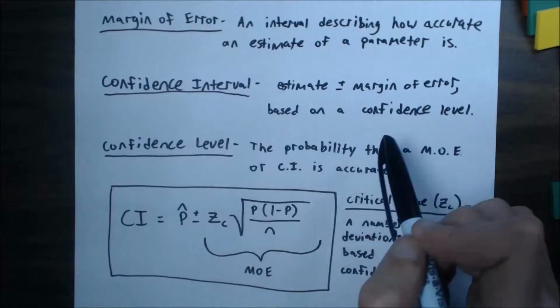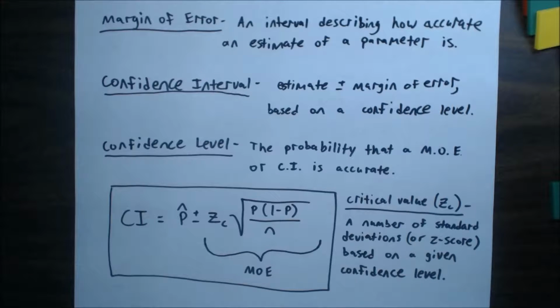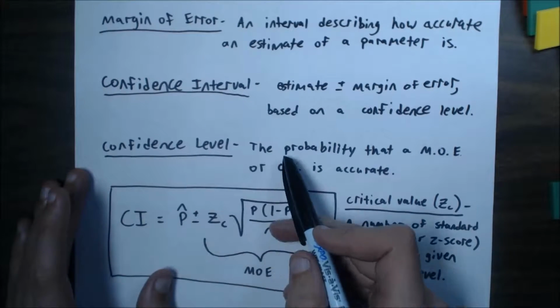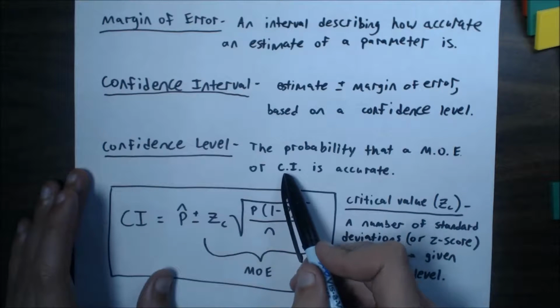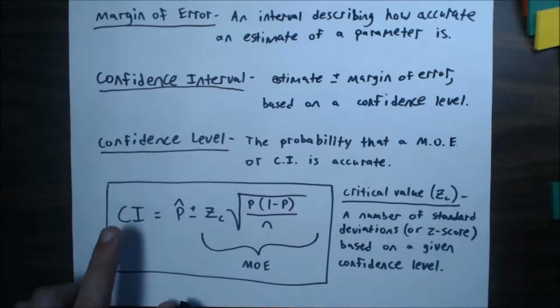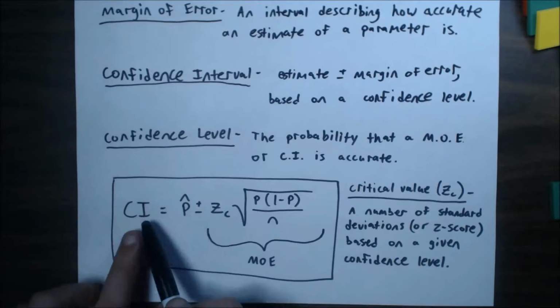But it's based on a confidence level. So a certain percentage of likelihood that you want to have. So, we'll see an example in a minute. The confidence level is the probability that a margin of error or a confidence interval is accurate. Okay. And this is the formula for confidence interval. Okay. Confidence interval, here's the formula.